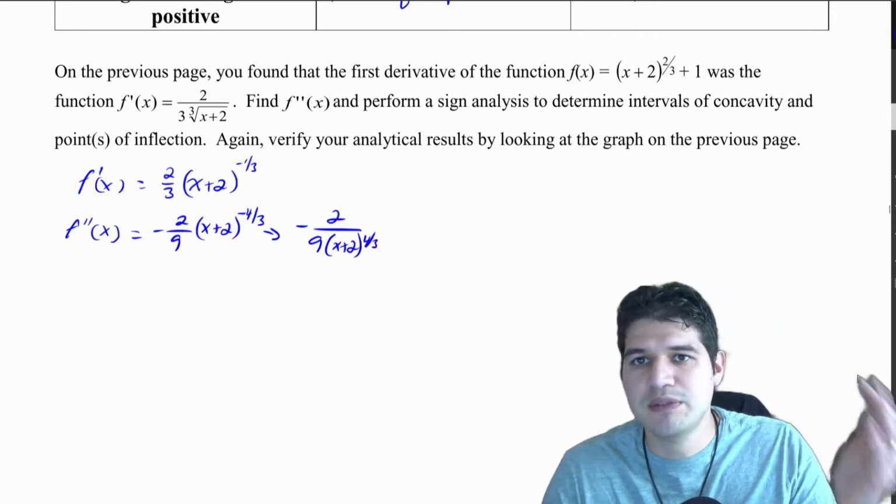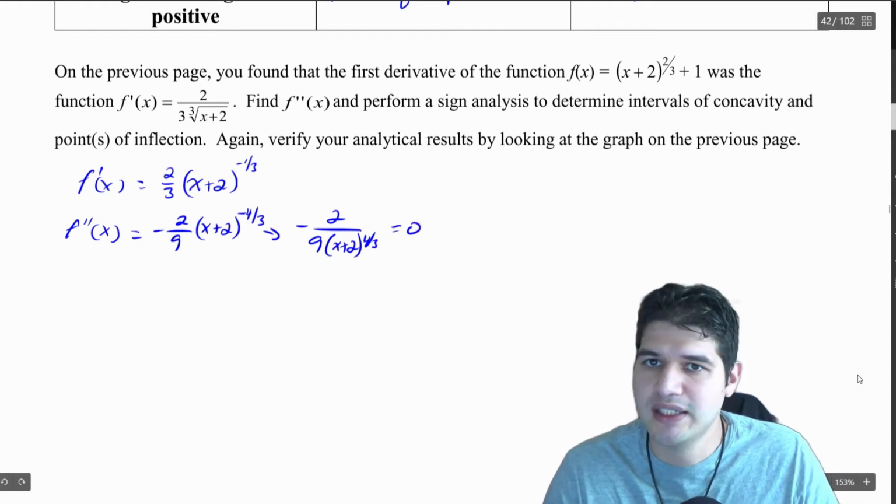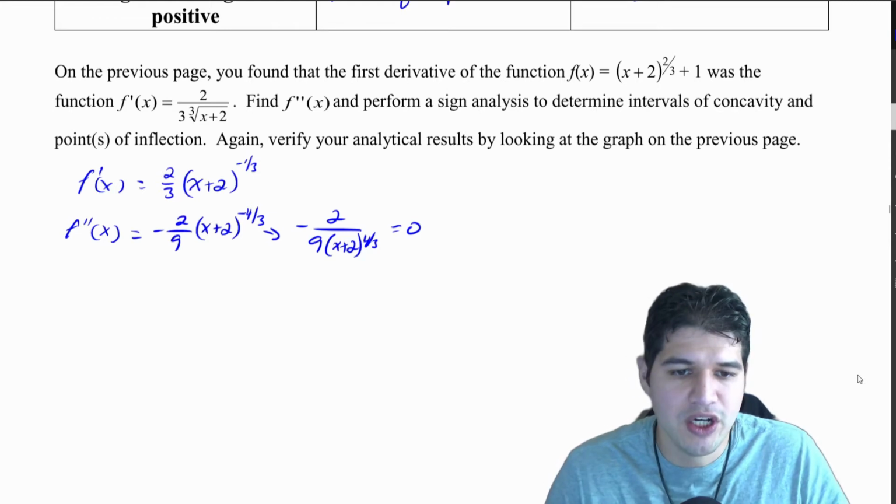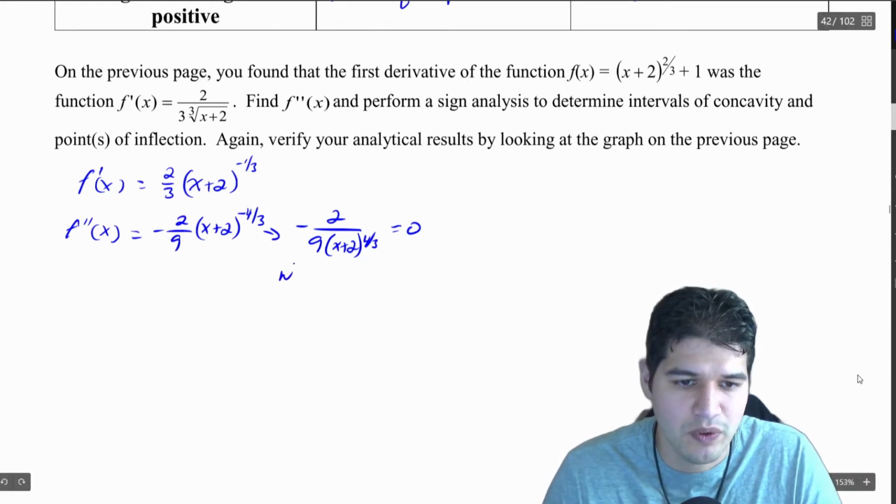Okay, and again, for the same reasons, when we set this to 0 like we did in the last video, we know that it is undefined. Let me actually write that.